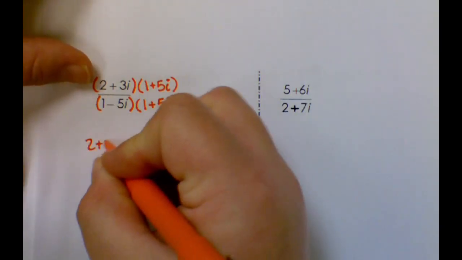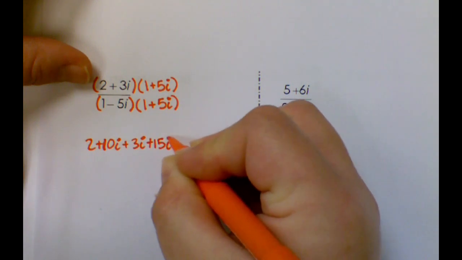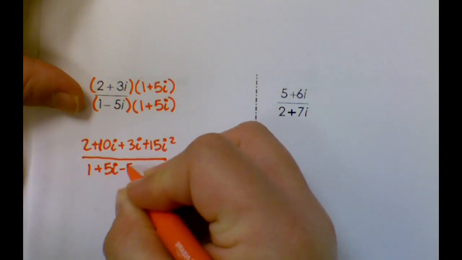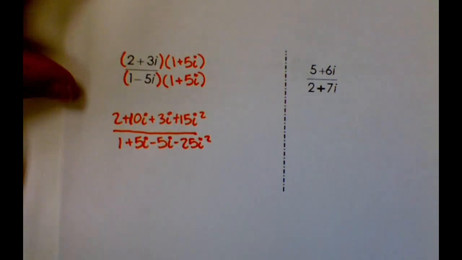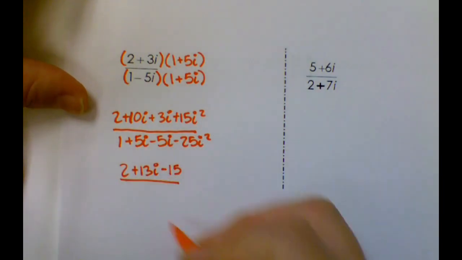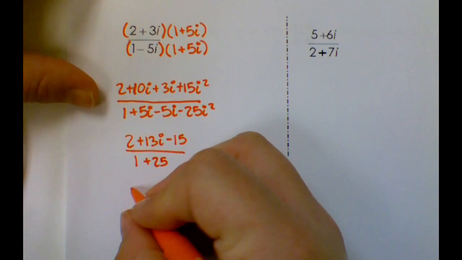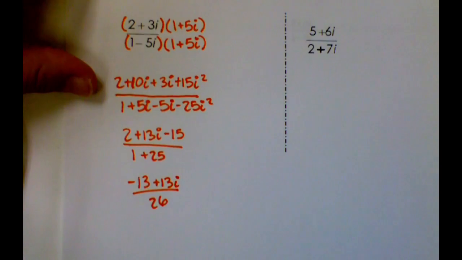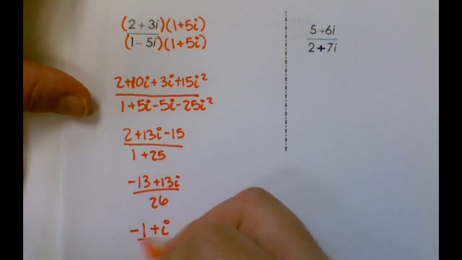I get 2 plus 10i plus 3i plus 15i squared. On the bottom, I FOIL. I get 1 plus 5i minus 5i minus 25i squared. So the top becomes 2 plus 13i minus 15. The bottom becomes 1, my i's cancel, plus 25. So I get negative 13 plus 13i over 26. And this one actually, I can divide everything by 13. So I get negative 1 plus 1i over 2.